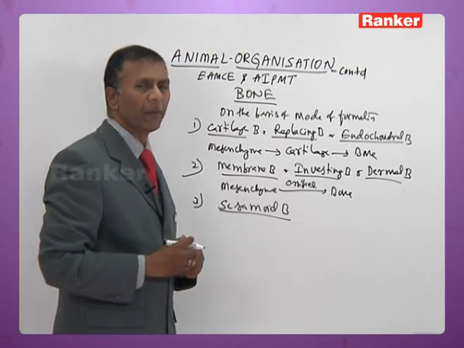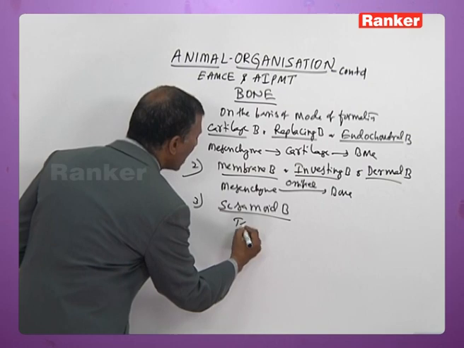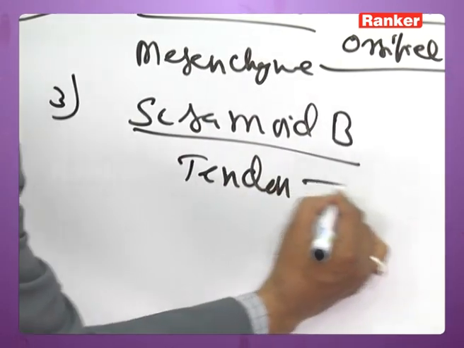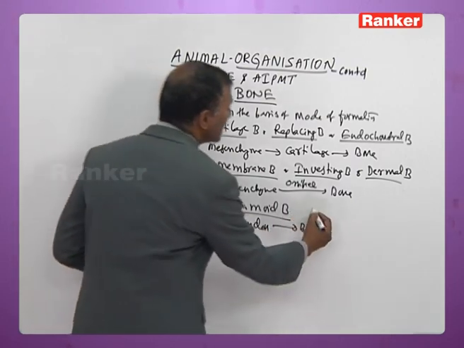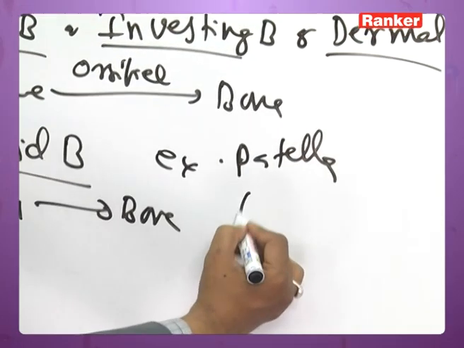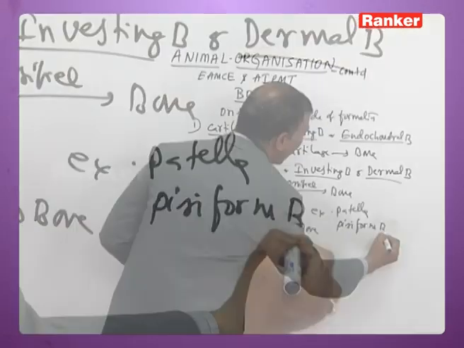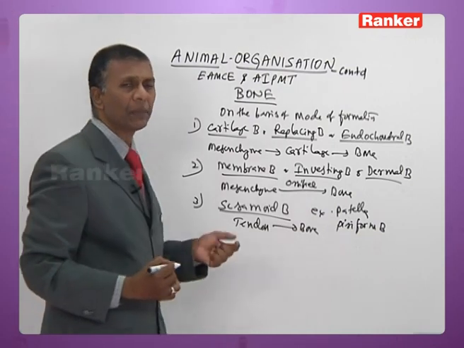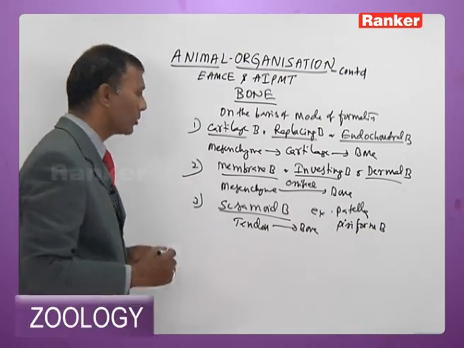Sesamoid bone. If a bone develops from a tendon, it is called sesamoid bone. So here the tendon is ossified to form a bone. Such bones are called sesamoid bones. Examples: you have patella or kneecap, then pisiform bone of the wrist. Patella and pisiform bone are the best examples for sesamoid bones.